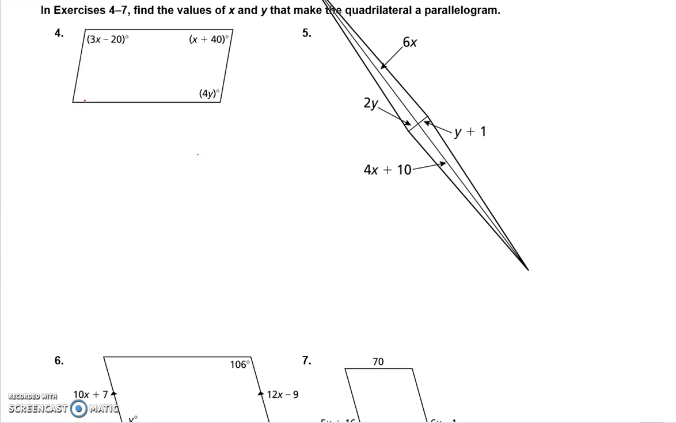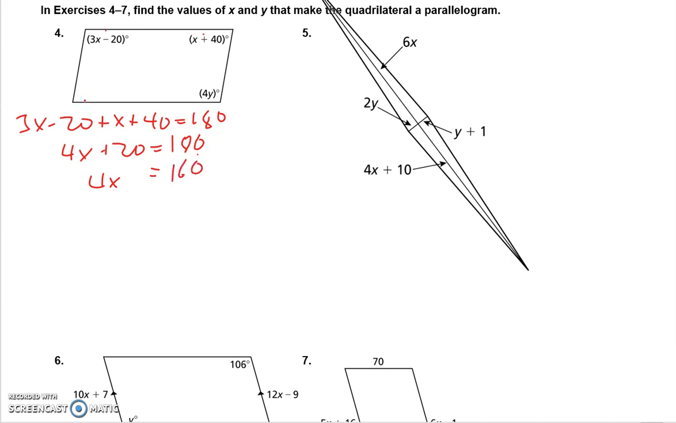So here you have these two are consecutive, so they're going to be supplementary. So 3x minus 20 plus x plus 40 equals 180. So that's going to be 4x plus 20 equals 180. 4x equals 160. So x equals 40.